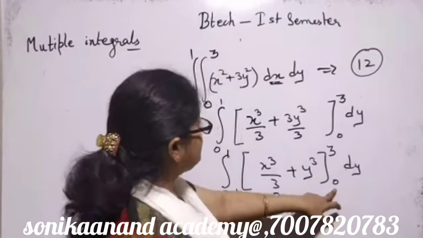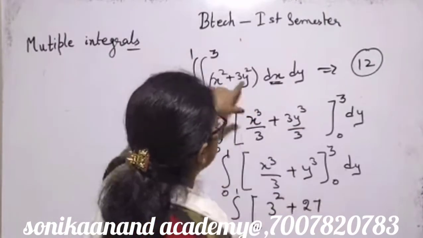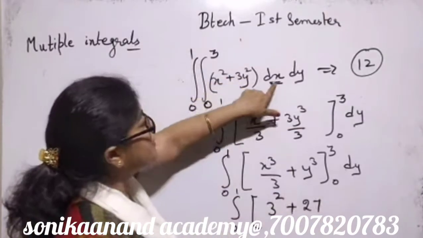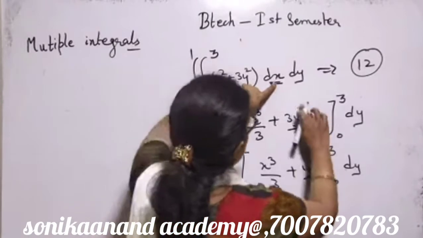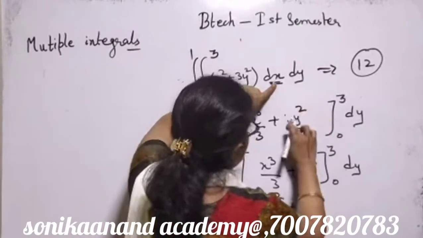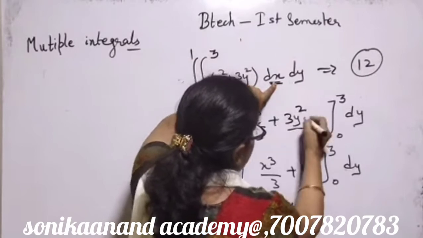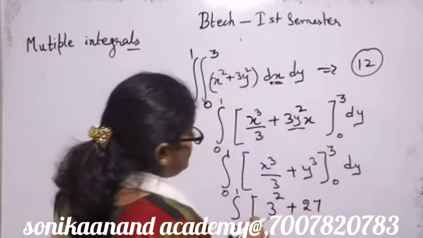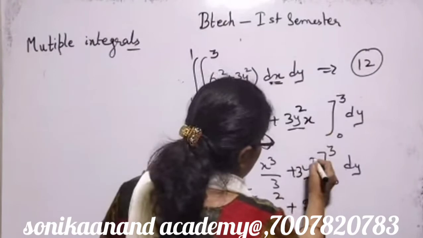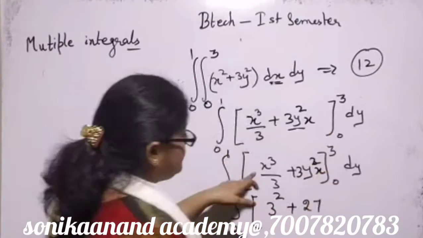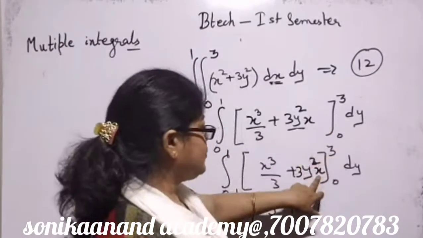For the place of 0, sorry, it is 3y square. We have to integrate with respect to x. So we have 3y square x. Sorry. So 3y square x. In place of x, we have to write 3.